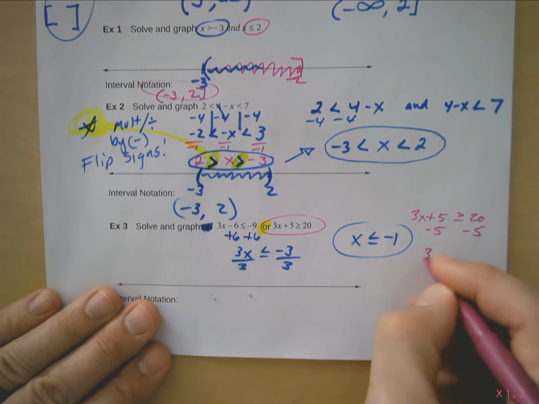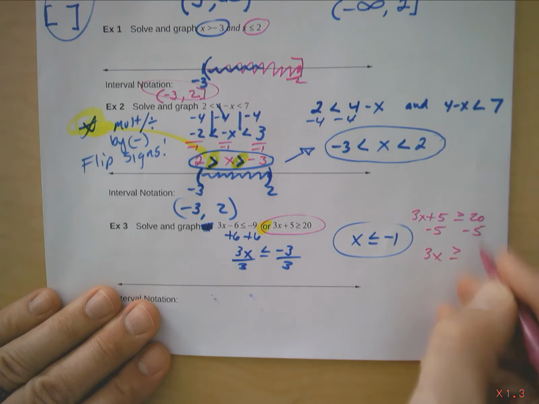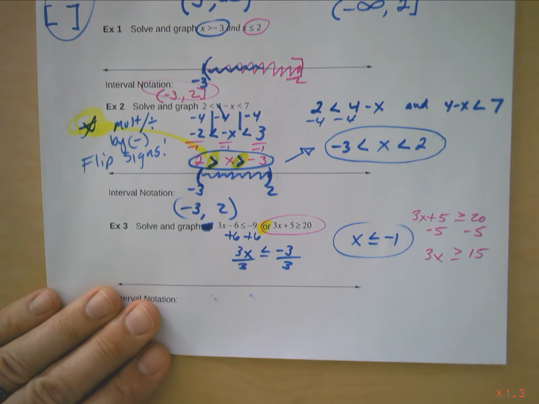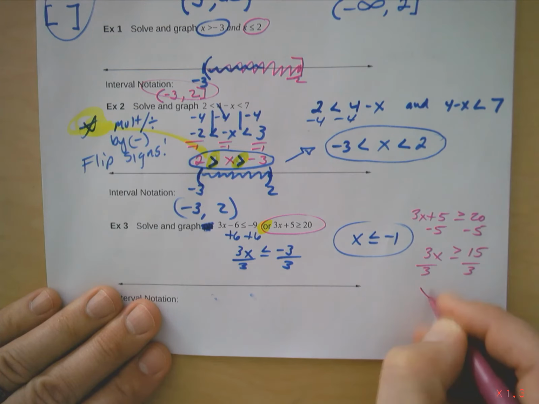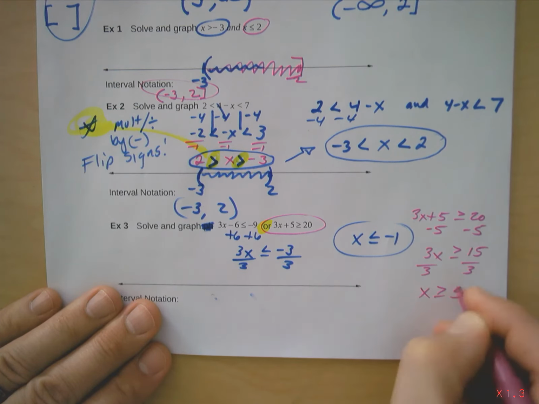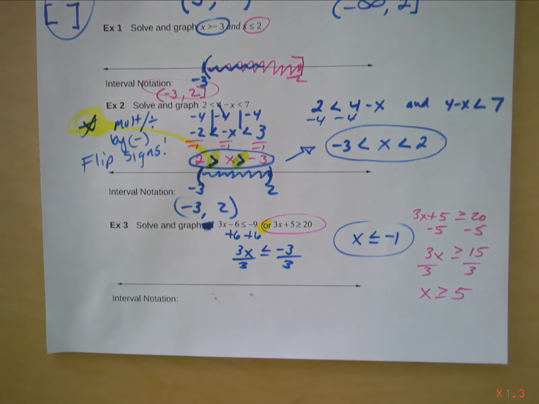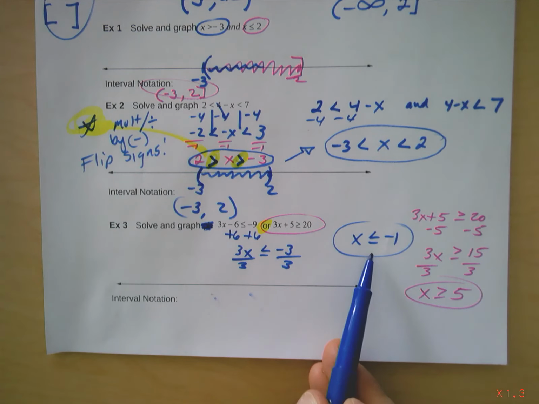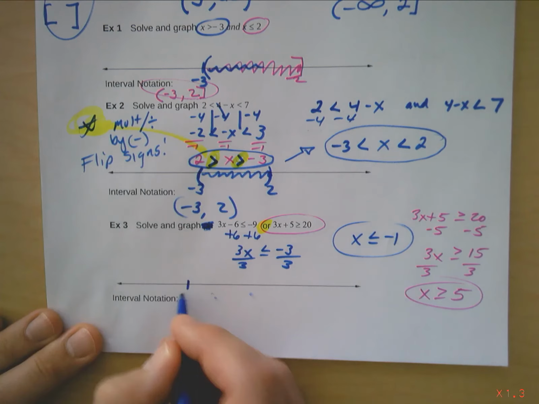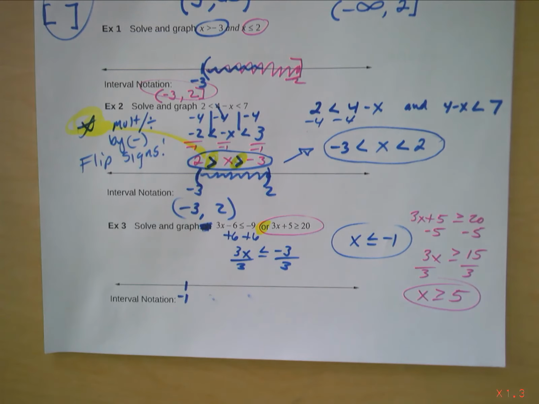We get 3x is greater than or equal to 20 minus 5, we know is 15. And then what's my last step? Division. Divide by 3, boom. And we get x is greater than or equal to 5. Okay. So now it's time to graph them. So let's graph x is less than or equal to -1. Here's -1. Parenthesis or bracket left to right.